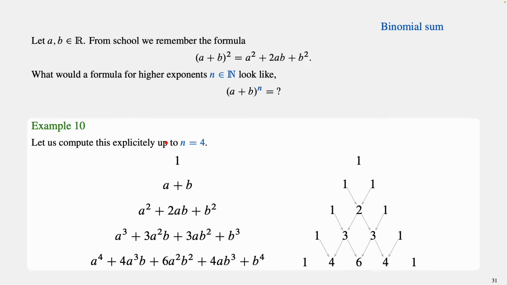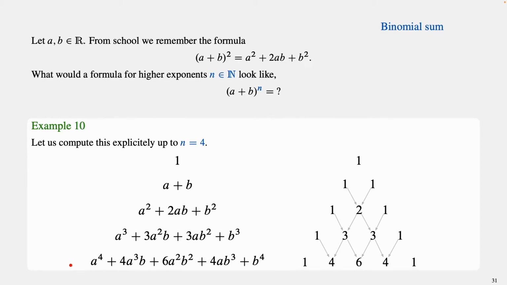And first we just compute some of these explicitly for lower numbers n up to 4. So here for n equal to 0, of course, we just get 1. For n equal to 1, we just get a plus b. For n equal to 2, we have the familiar formula from school. Now for n equal to 3, we get a to the power of 3 plus 3 times a squared times b plus 3 times a times b squared plus b to the power of 3.